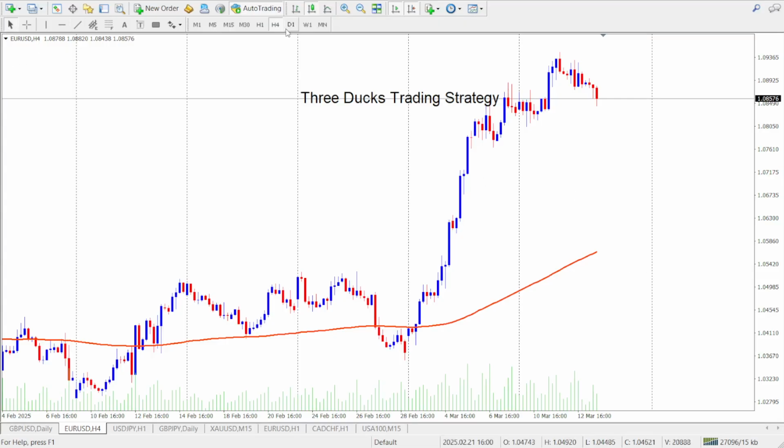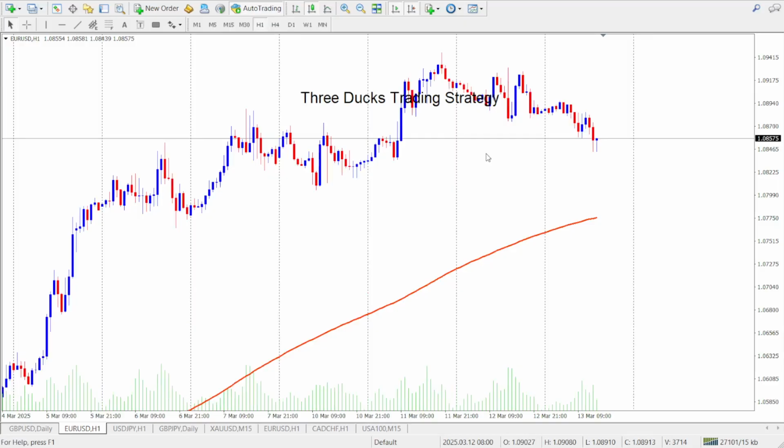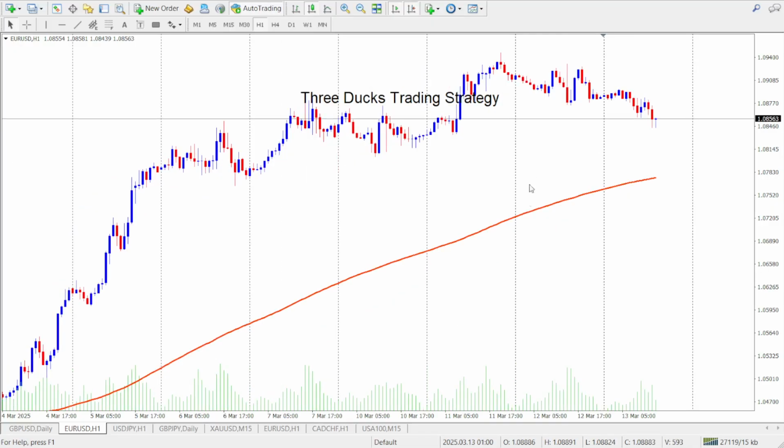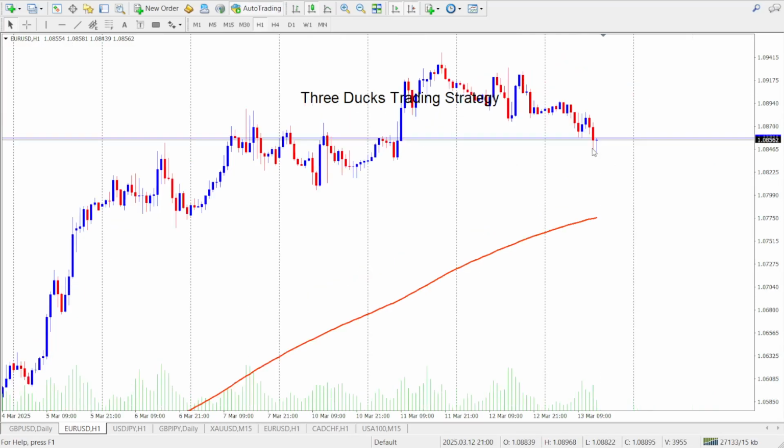The second duck is the 1-hour chart. So you have to move to the 1-hour time frame and check if the price is still moving in the same direction. And right now, yes, it is. If it aligns with the 4-hour trend, then we move to the next step. So we are good to go.